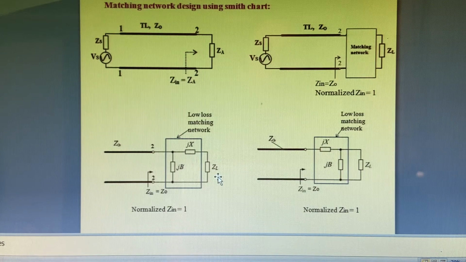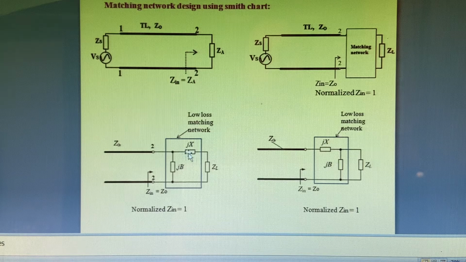So the impedance matching means we have to add some reactive elements, maybe a single element to two elements, maybe in shunt or series, or maybe three elements. So like that we have to add some reactive elements next to the load impedance ZL.